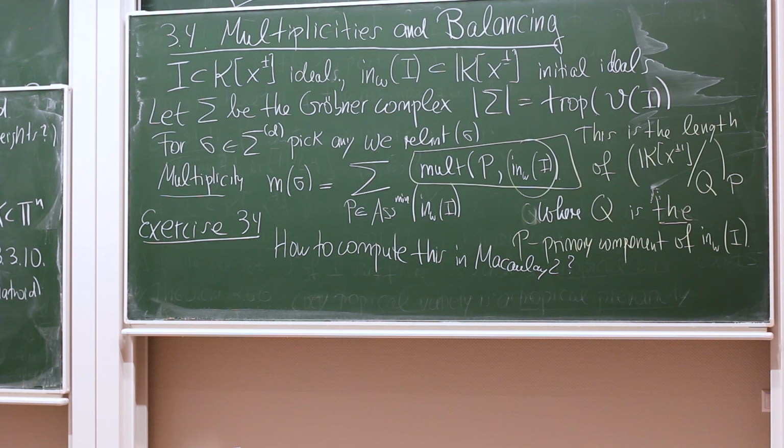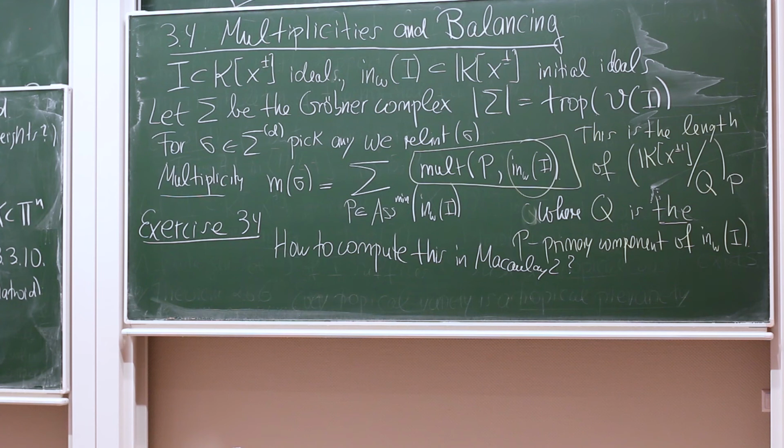Degree of P is a positive integer. Degree of Q is a positive integer. The second is a multiple of the first. Take the ratio, that's the multiplicity. Okay? So that's a definition I like better. It's an operational definition, and that's equivalent to this length.